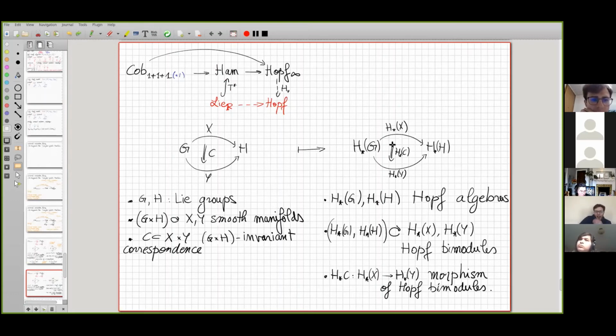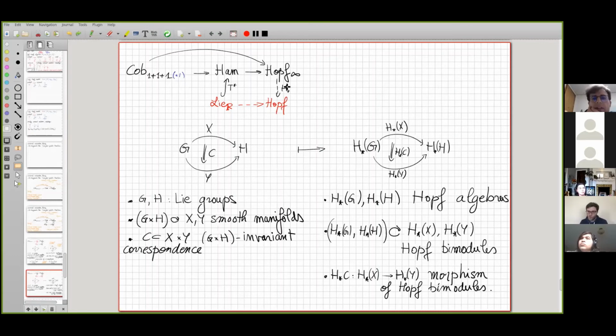So in the sense that a group, for example, you would send to its homology, and that's a Hopf algebra. Then a one morphism, that's a smooth manifold, you would again send to the homology, and it will come with a Hopf bimodule action. And then a correspondence will correspond to a morphism of Hopf bimodules. Okay, that's in principle what we'd like to have, except that there are problems in composition that should only work at the chain level. Okay, so that's kind of what we'd like to do.